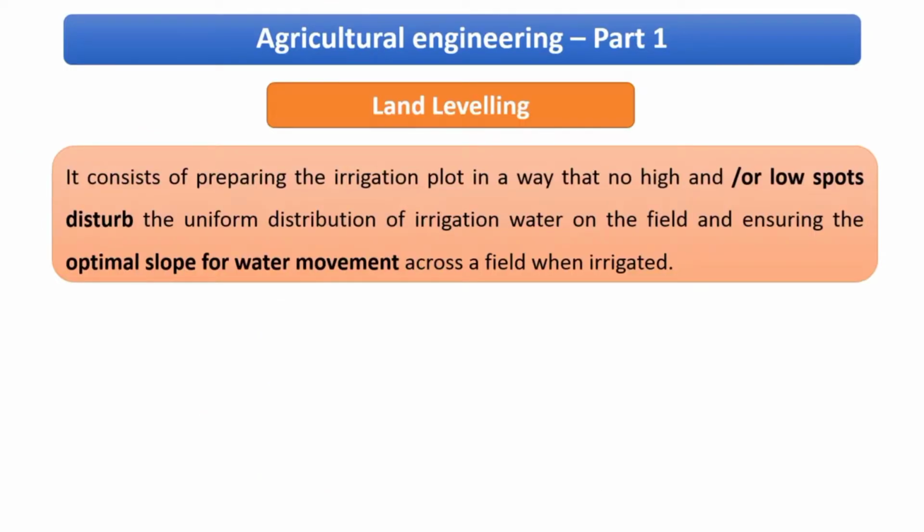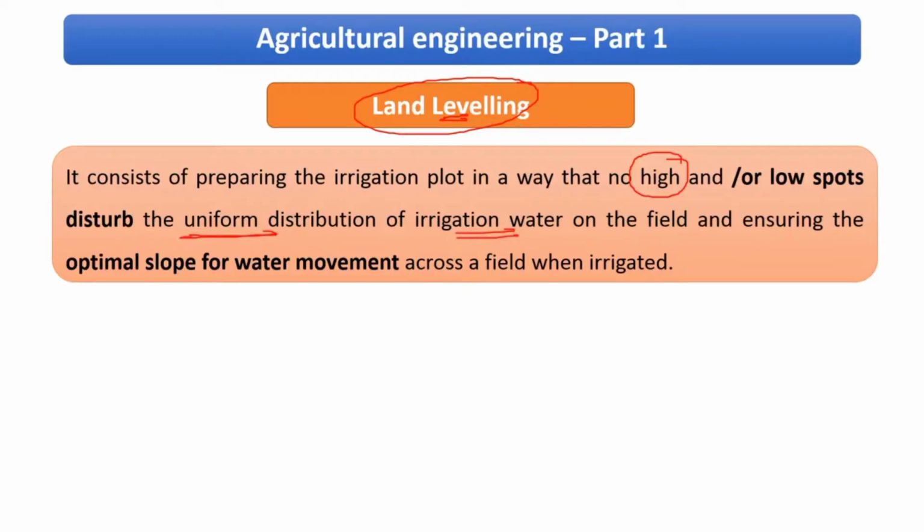Now let us start with the land leveling process. When you talk about land leveling, it is nothing but finding a way so that there are no high or low spots present on the field. Now this is important because we need uniform distribution of irrigation water on the field.